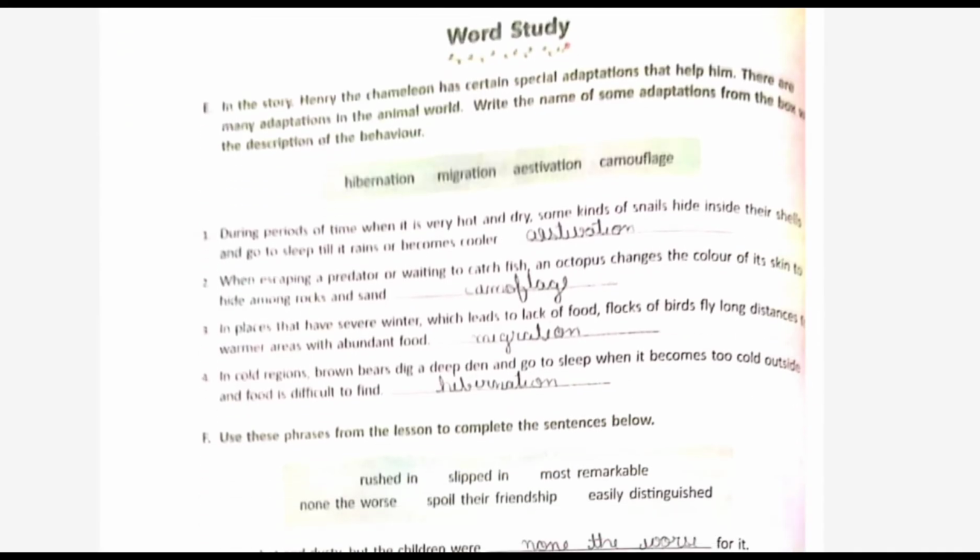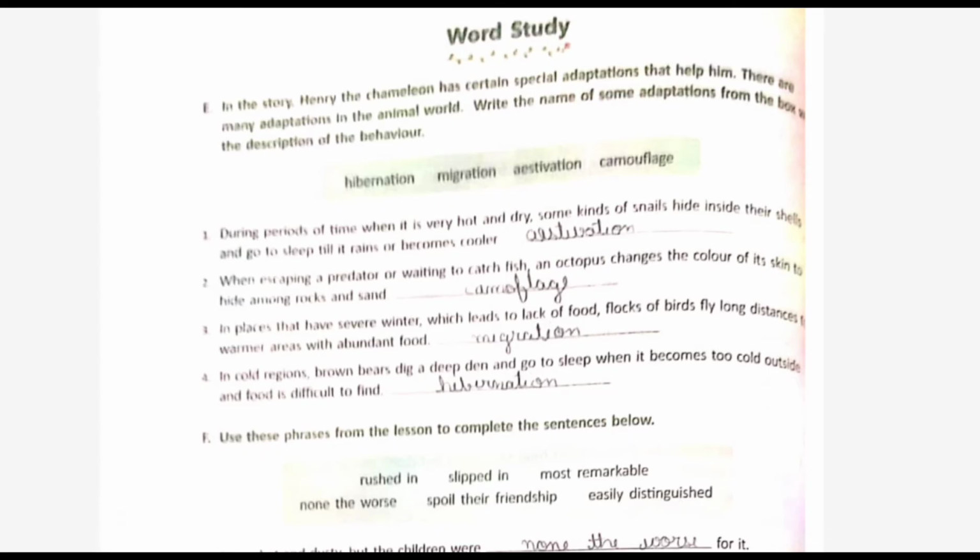Word study. In the story Henry the chameleon has certain special adaptations that help him. There are many adaptations in animal world. Write the names of some adaptations. Adaptation is how you adapt yourself to the changing surroundings. आप कैसे adjust कर पाते हो.